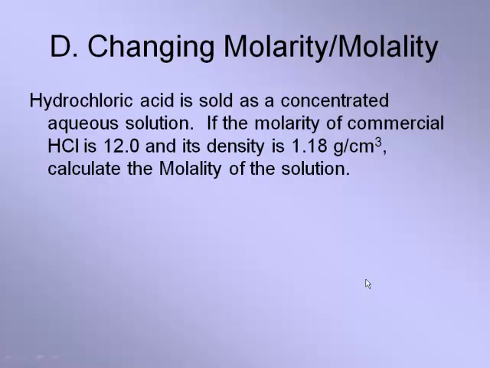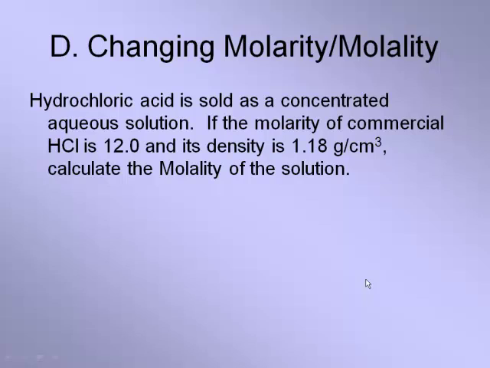Okay, so I'm going to go through two example problems. These are hands down the hardest problems we do, but you'll notice they follow a very specific format. It says hydrochloric acid is sold as concentrated aqueous solution. Excess information. If the molarity of commercial HCl is 12 and its density is 1.18 grams per cubic centimeter, calculate the molality of the solution.